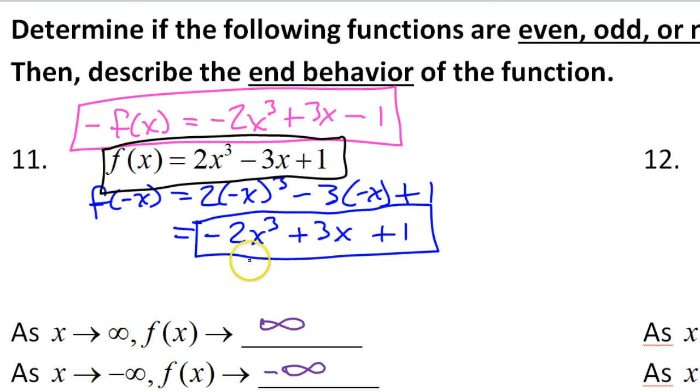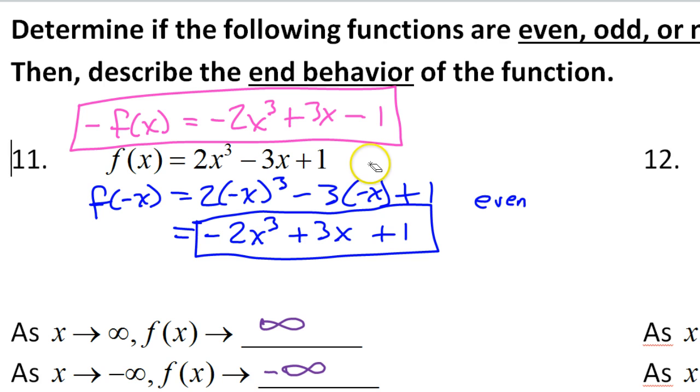Okay, so here's how you judge whether it is even, odd, or neither. Look at the blue function that we just found, the f of negative x. If the blue function matches the original function, then it would be even. Does it match? No. Positive 2, negative 3, positive 3, so that does not match.